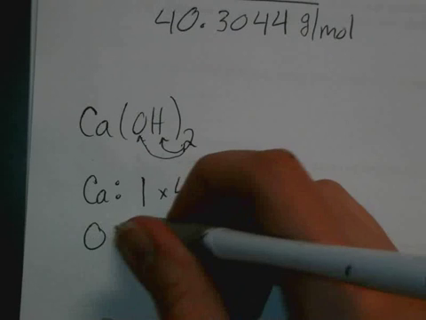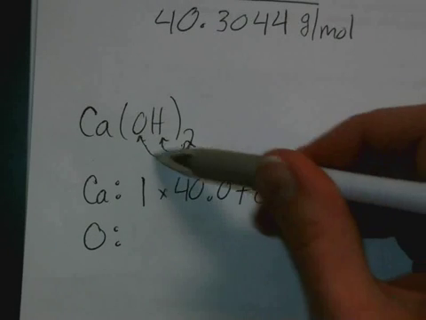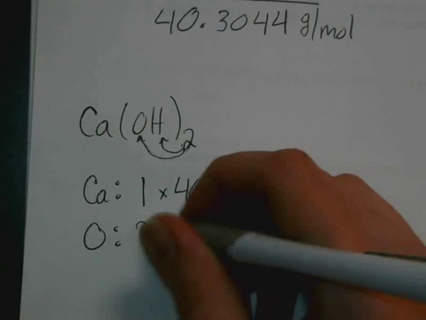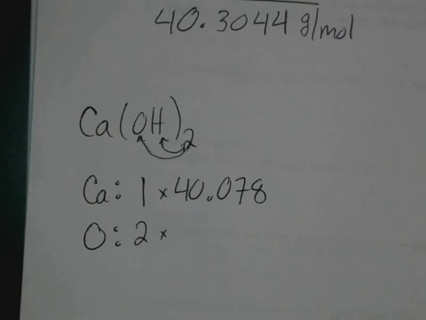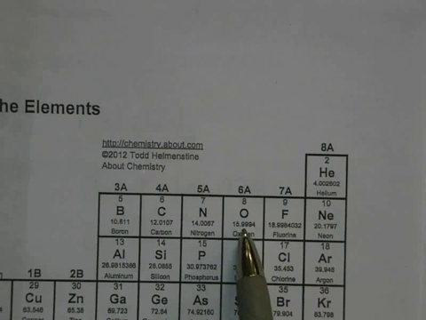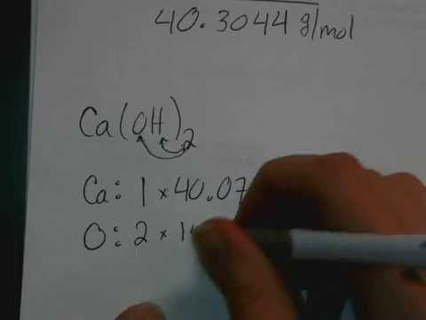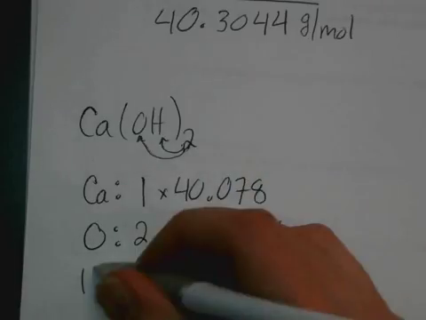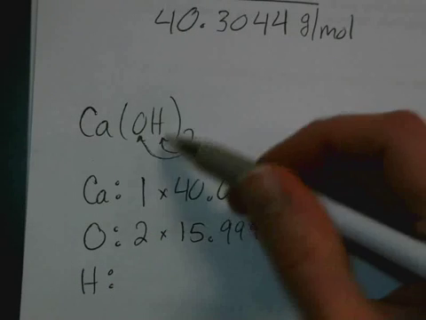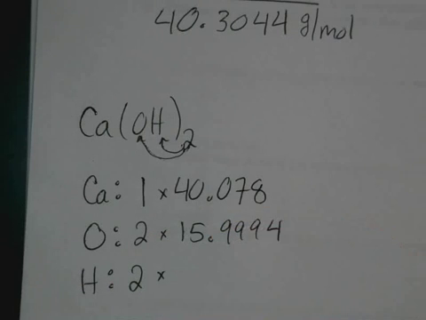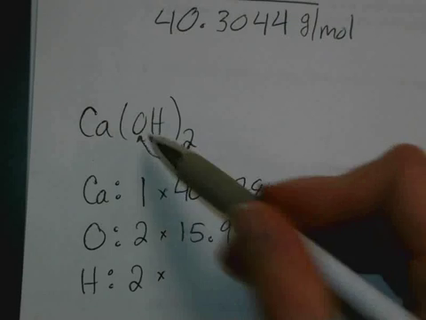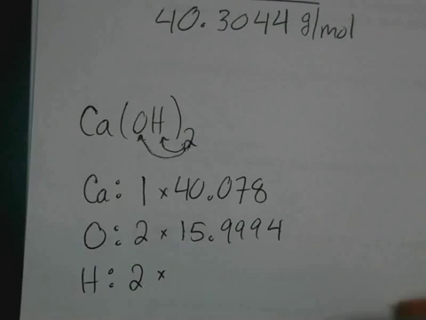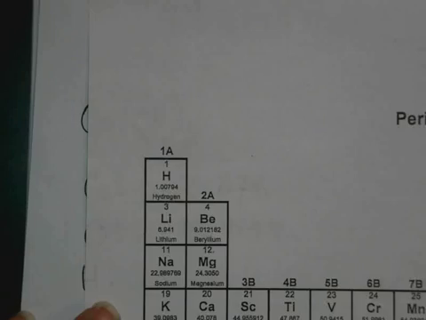40.078. Oxygen, I have 2 oxygens. Each oxygen, 15.9994. So I'm going to put that number here, 15.9994. And my hydrogen, I have 2 hydrogens, because that 2 carries into everything and multiplies into everything.